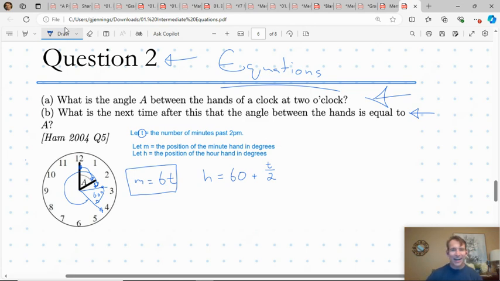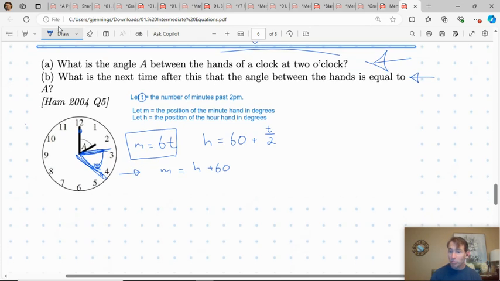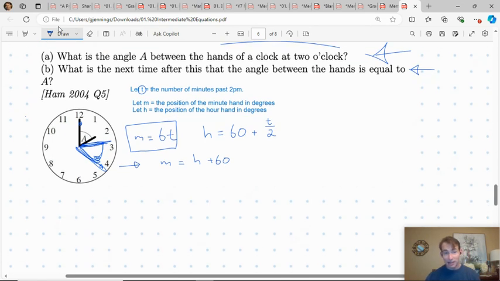Okay, so let's go. All right, so now what do we know? We know that the position of the minute hand will be equal to the position of the hour hand plus an extra 60 degrees. Because at this time, the hour hand will be here and the minute hand will be 60 degrees ahead of that. So if you took the hour hand position and added 60, you'd get the minute hand position. There's our equation. Put in your values of t, that one and this one, and just solve this.